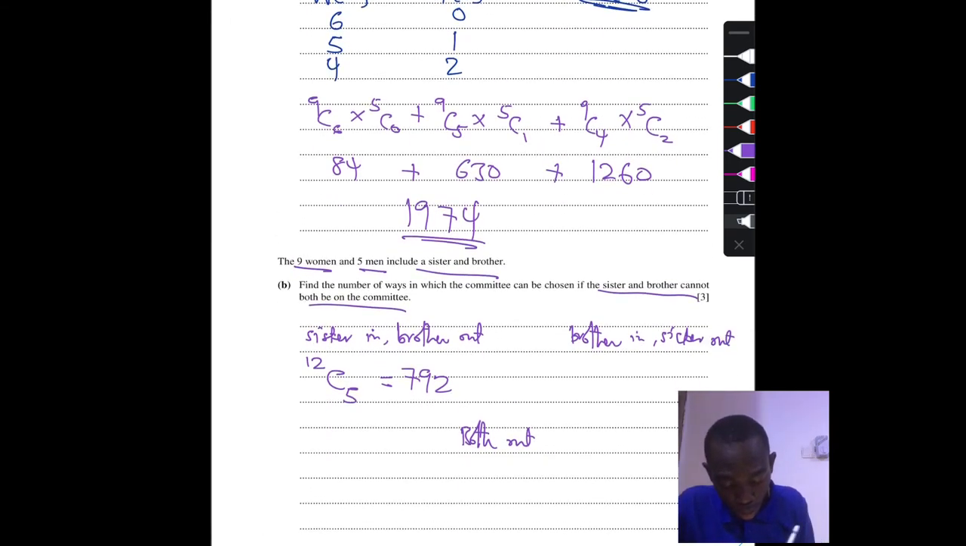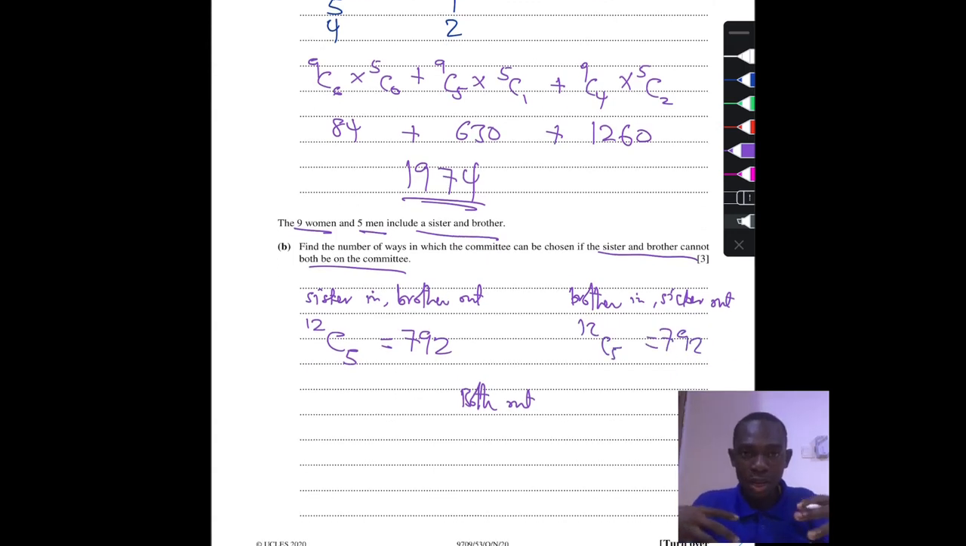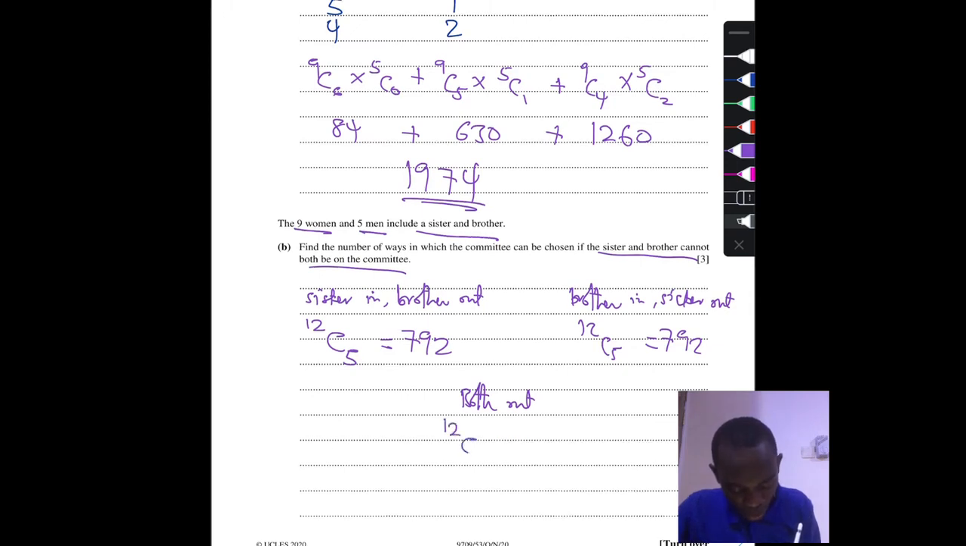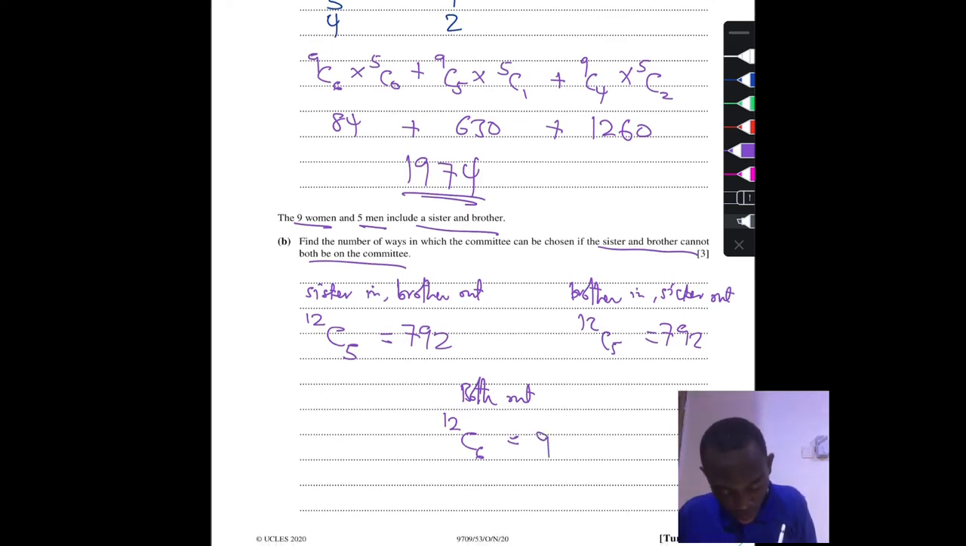So that is also 12 combination 5, giving us 792. Now when both are out, the 14 sample reduced straight to 12. And now we are going to choose 6 people. So that's 12 combination 6. And from the calculator, 12 combination 6 is 924. So now we've captured everything.